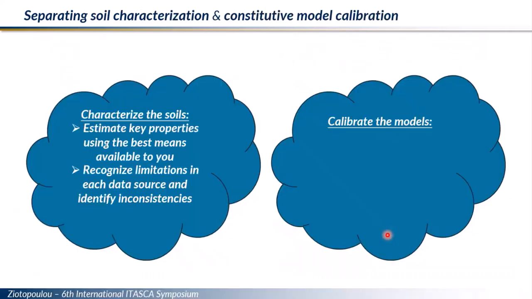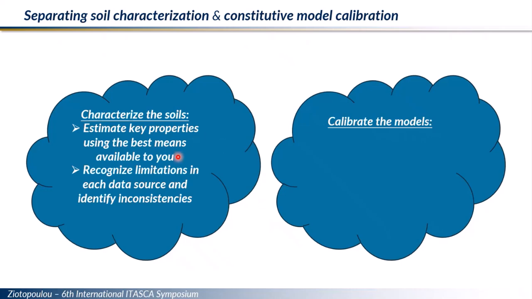So you have two choices. On the left, that's the traditional one. You're characterizing the soils, and on the right, you have calibrating the models. And this separation has the benefit of clearly separating the problems that can arise due to data inconsistencies from the problems that arise from model calibration. And we find that this is a message that we need to be reinforcing.